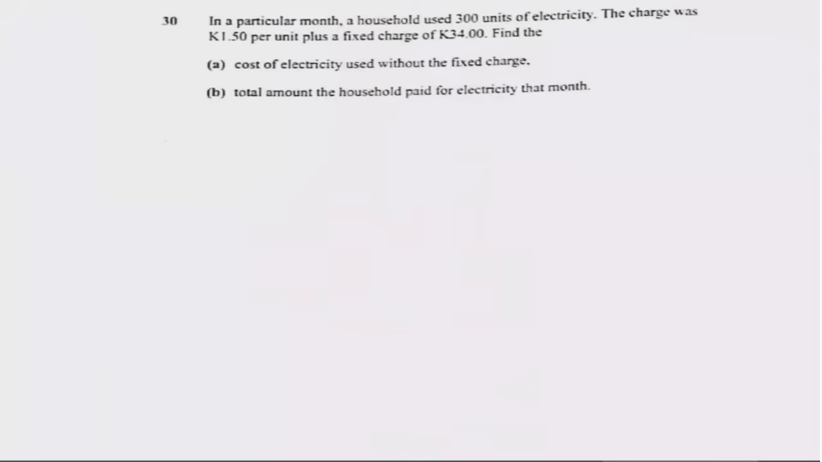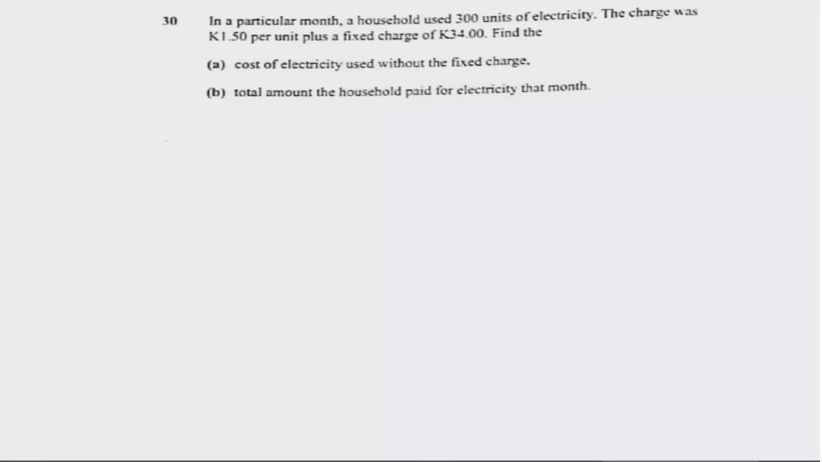Okay, we come to question 30, which is: in a particular month, a household used 300 units of electricity. The charge was 1 kwacha 50 ngwe per unit plus a fixed charge of 34 kwacha. Find A, the cost of electricity used without the fixed charge. B, the total amount the household paid for electricity that month.